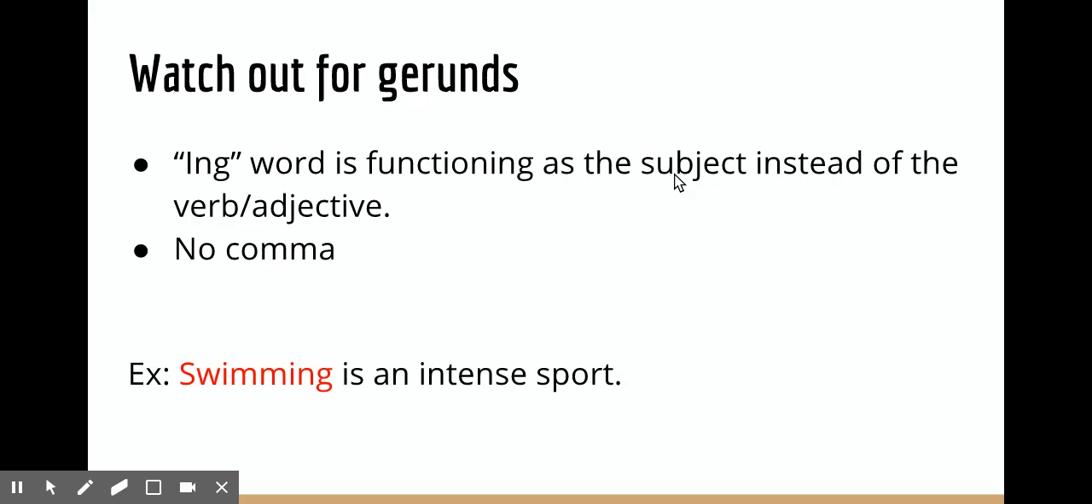Something to watch out for, though, is gerunds. Gerunds are an -ing word that functions as the subject instead of the verb or adjective. In my example, "Swimming is an intense sport." Swimming is talking about the sport in general, not the actual activity of swimming. So there would be no need to place a comma in that sentence. So when you're reading a sentence that has a participle in it, make sure that it isn't functioning as a subject instead of the verb or adjective, because then you do not need to use a comma.